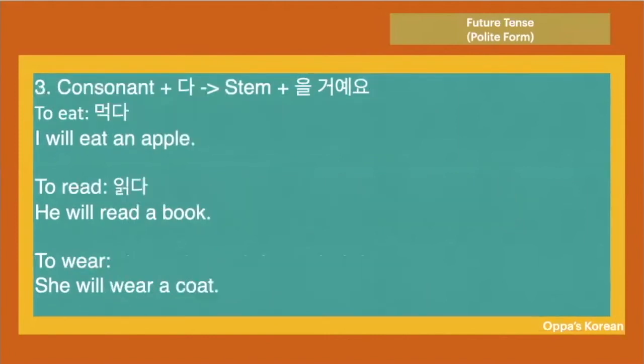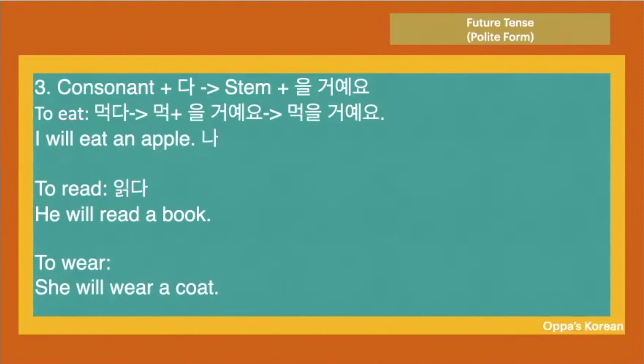Last group, the third group, verbs ending with consonant plus 다. To eat, 먹다. As you can see, this verb ends with consonant plus 다. So you find the stem first, 먹, plus the ending, 을 거예요. So it goes to 먹을 거예요. In a sentence, I will eat an apple. I is 나, a subject marker, 는. An apple is 사과. 사과 is an object in this sentence, so you put an object marker, 사과를. Will eat is 먹을 거예요.